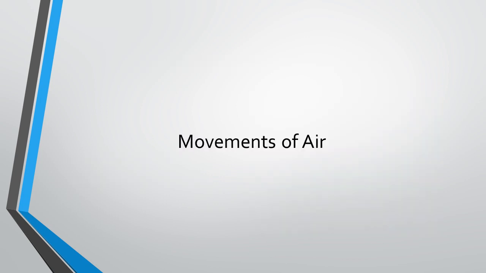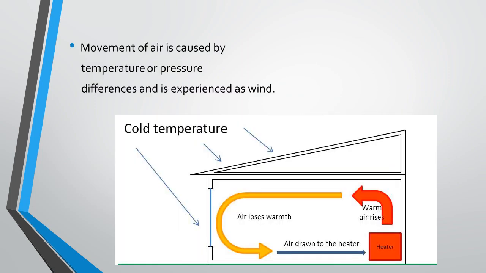Our next topic we will go over is movements of air. Movement of air is caused by temperature or pressure differences and is experienced as wind. Where there are differences of pressure between two places, a pressure gradient exists, across which air moves from the high pressure region to the low pressure region.